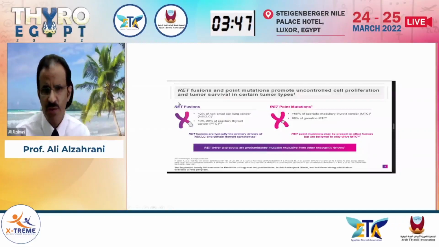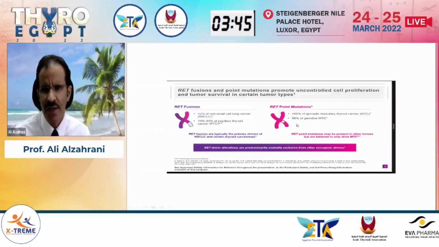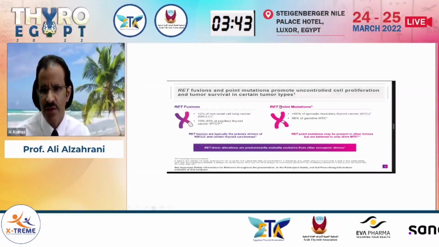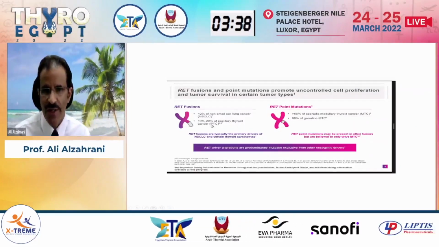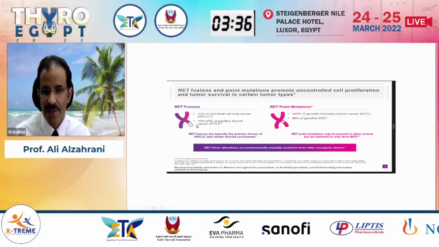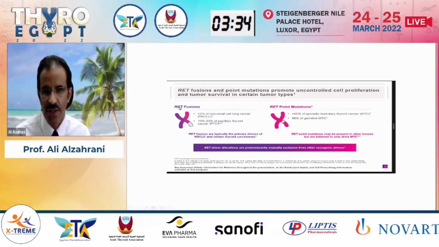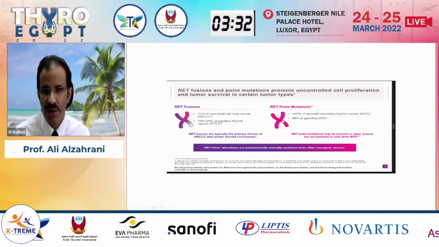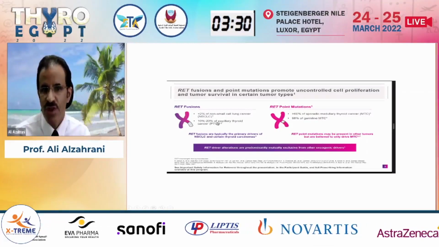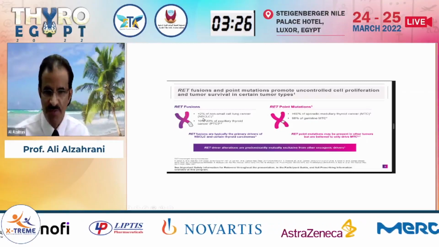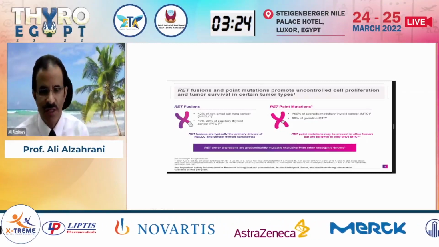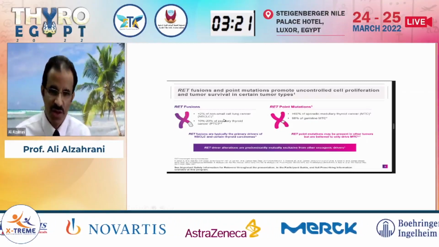I just should mention that in medullary thyroid cancer, the RET alteration is a point mutation, as you can see here, while in lung cancer and differentiated thyroid cancer, it is RET fusion, which means basically part of the RET is fused with another gene, and they cause what is called RET fusion. Like, for example, RET-PTC1, RET-PTC3.